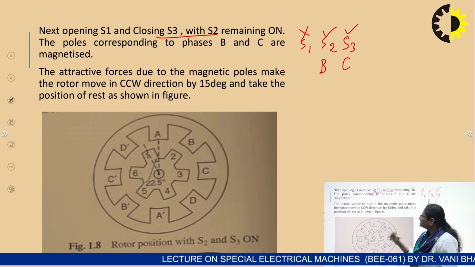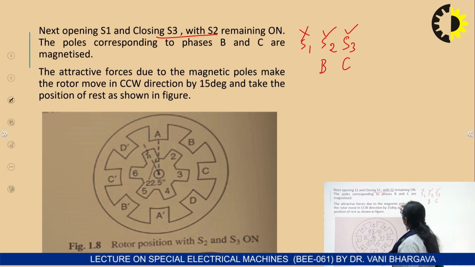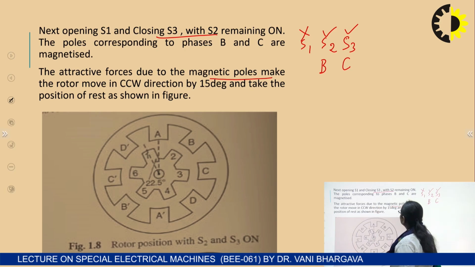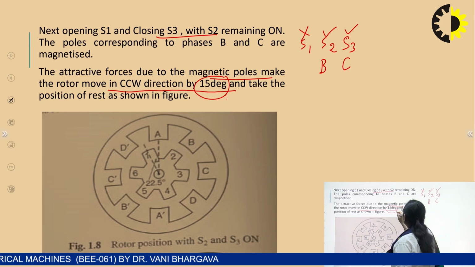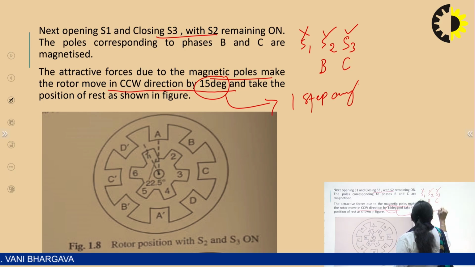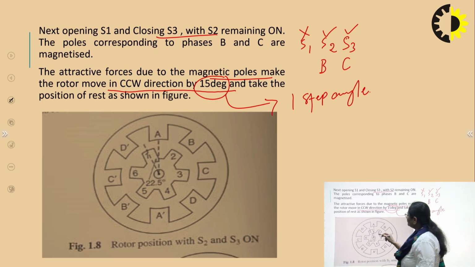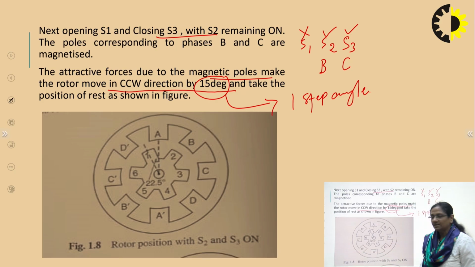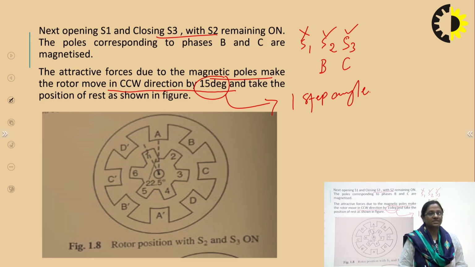So again, two forces would be acting on the rotor. The force due to the magnetic poles makes the rotor move in the counterclockwise direction by 15 degrees, where 15 degrees is one step angle, right? And it takes the position of rest as shown in the figure, an intermediate position of rest balancing the force developed by the magnetic field of phase B and the magnetic field created by phase C. The movement of the rotor is by one step angle, which is 15 degrees.